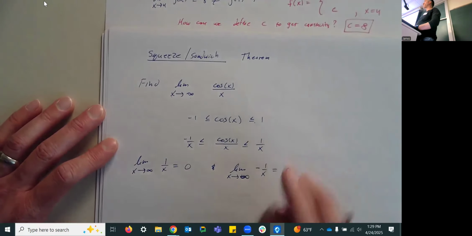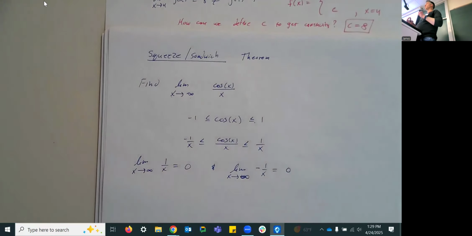Fun fact, in case you haven't heard this before, 0 is the only number that's its own negative. -0 is equal to 0. It's also the only number that doesn't have a positive or negative assigned to it, right? It's in between the positive and negative.